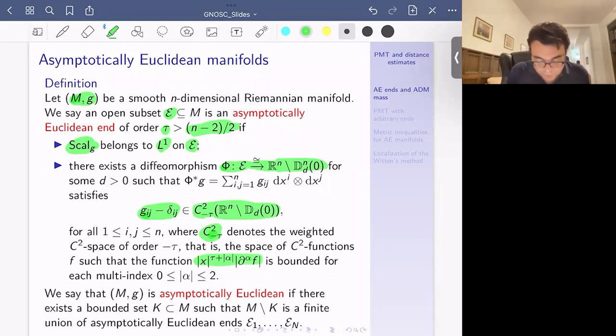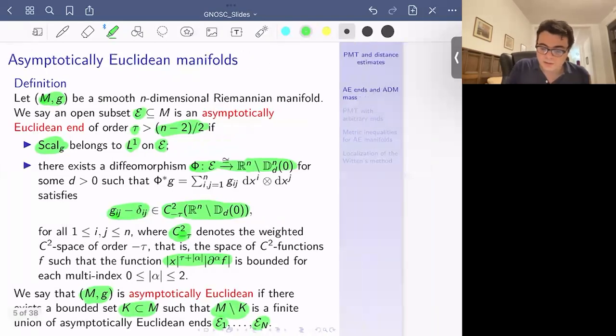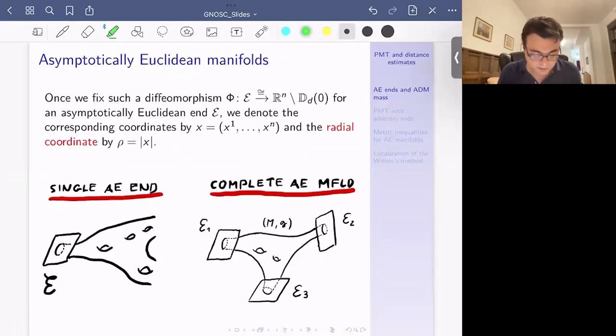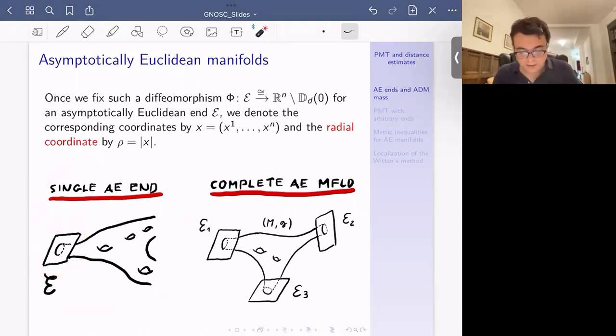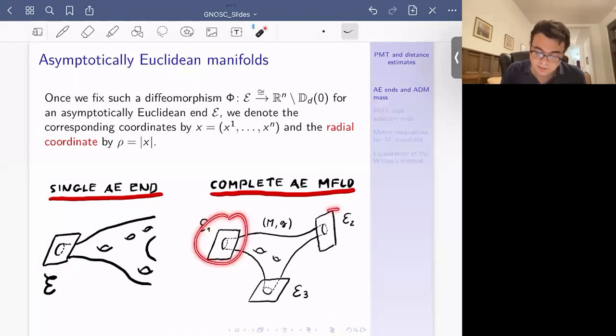Now we say that a manifold M is asymptotically Euclidean if there exists a bounded set such that the complement of it is a finite union of asymptotically Euclidean ends E1 through EN. All right, so here is my beautiful picture of the situation. Here I drew an asymptotically Euclidean end, this guy over here, and here I drew a complete asymptotically Euclidean manifold with three ends.